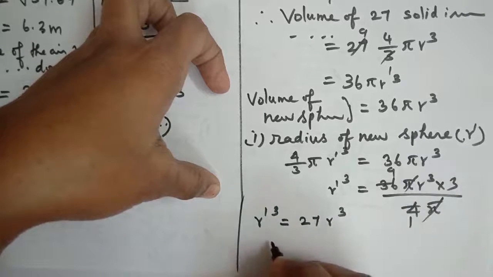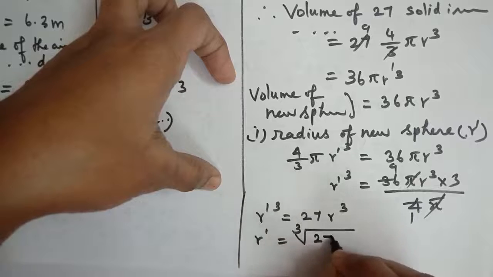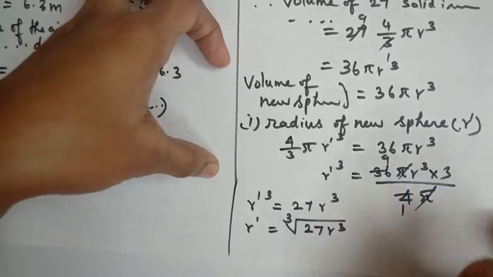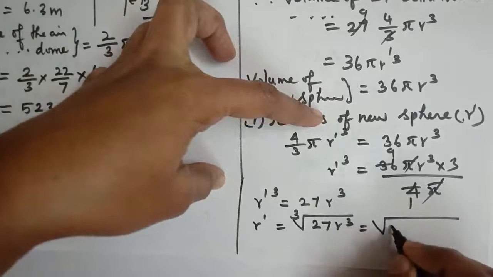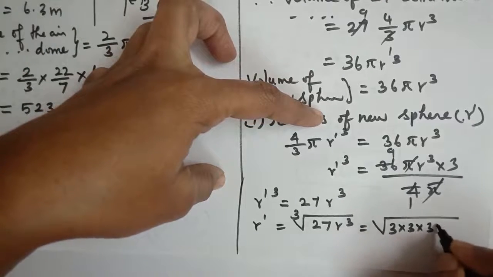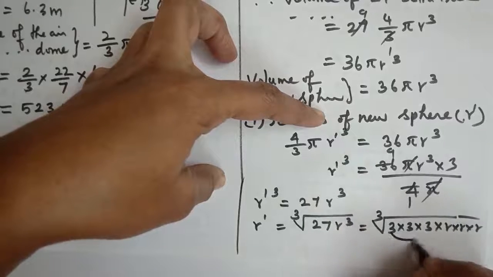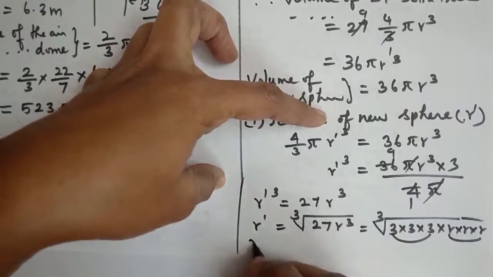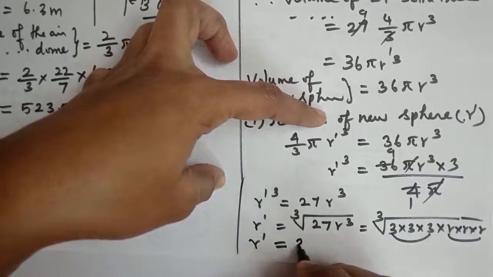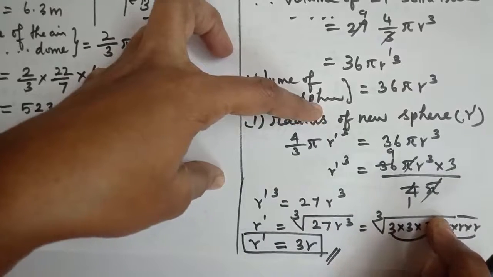Is it clear? So therefore r dash is equal to the cube root of 27 r cube. This is 3 into 3 into 3 into r into r into r. Take one 3 out of these three 3s, and one r out of these three r's. Then r dash is equal to 3r. Is it clear? r dash is equal to 3r. So the first subdivision is over.